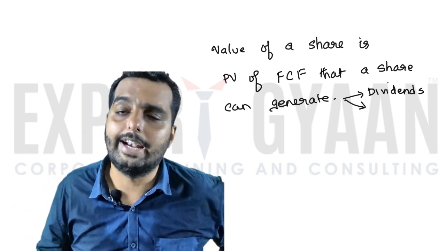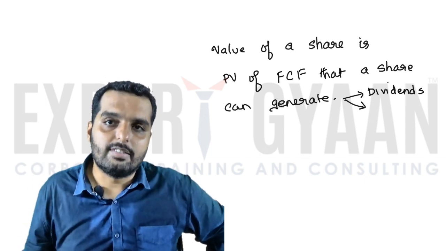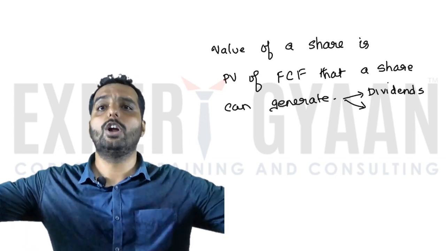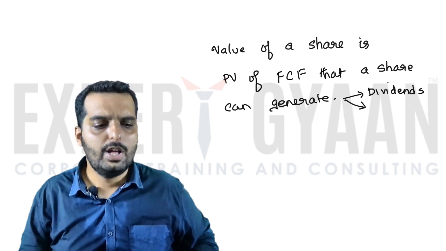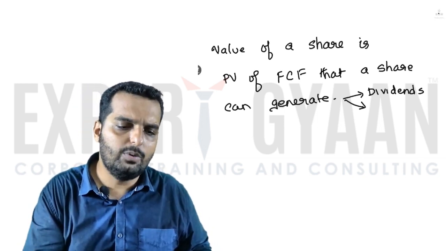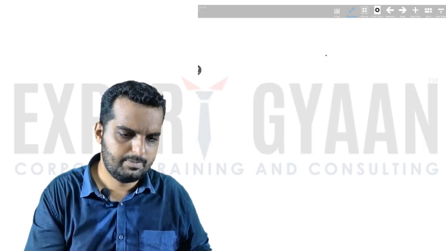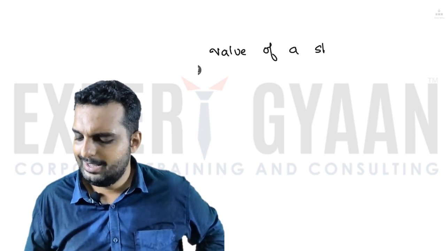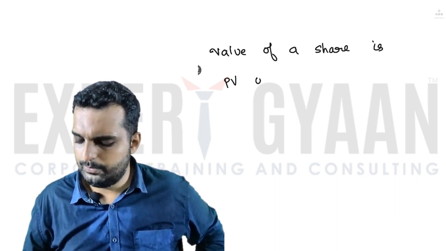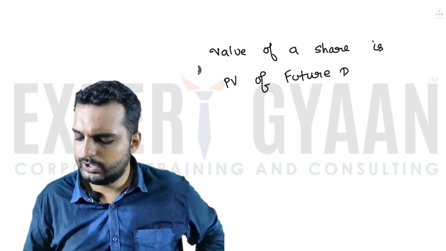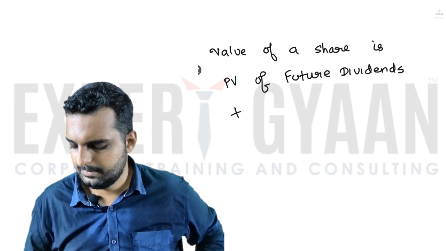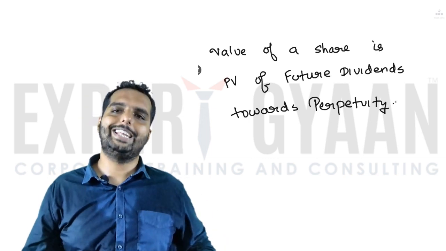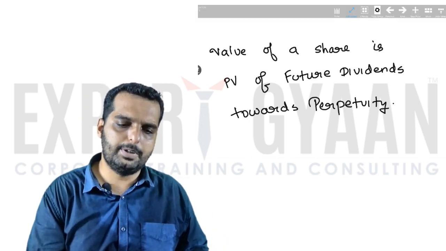Moreover, we have also learned that there is a concept called going concern. Going concern concept means that a company will go on forever, towards perpetuity. So keeping these two things in mind, I can give a conclusion that the value of a share is the present value of future dividends towards perpetuity.